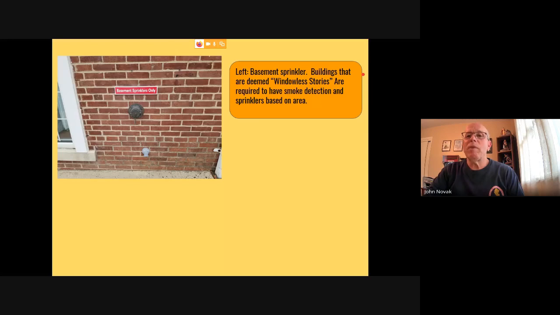So again, when we talk about fire department connections, they're supposed to be labeled. If the sprinkler system doesn't cover the entire building, the FDC needs to have a label on it that tells us what part of the building is covered. So here's a perfect example. It tells us there's a basement sprinkler.